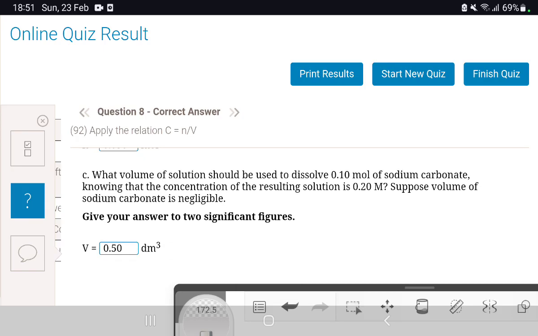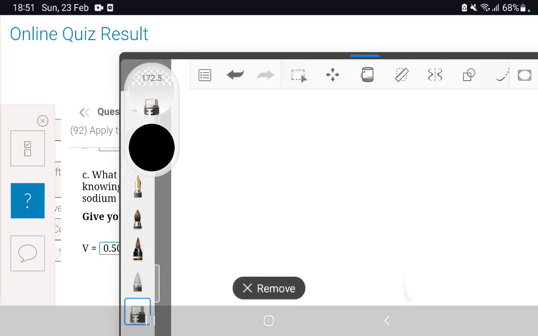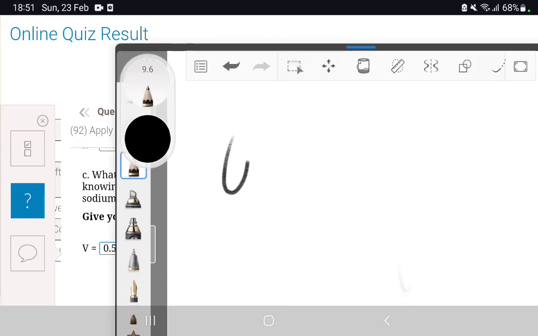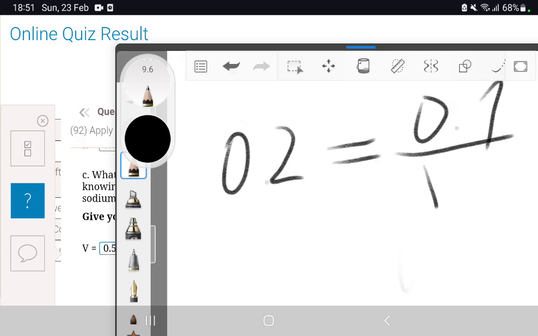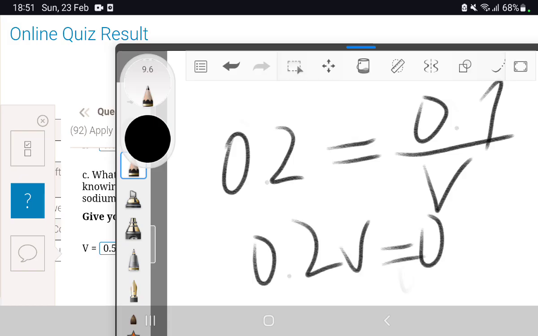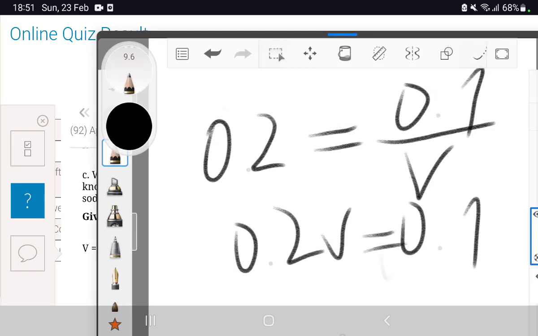What volume of solution should be used to dissolve 0.1 moles of sodium carbonate, knowing that the concentration of the resulting solution is 0.2 molar? So here we have the concentration is equal to the moles over volume V. So 0.2 V is equal to 0.1. V is equal to 0.5.